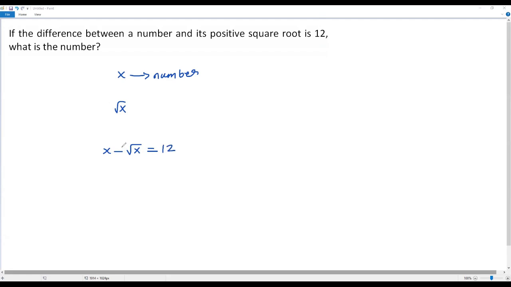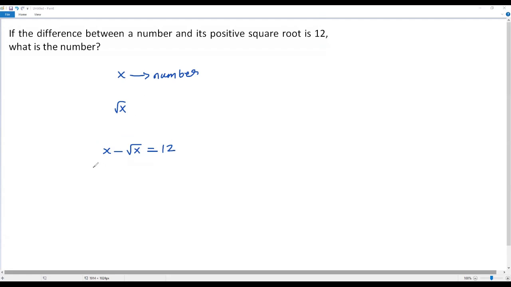Here, when we look at the negative sign in front of the square root, we may get confused. The question says a positive square root, but here we have a negative sign in front of the square root. Actually, this negative sign is taken to get the difference between the number and its square root. Now we need to solve for x in this equation, which represents the required number.